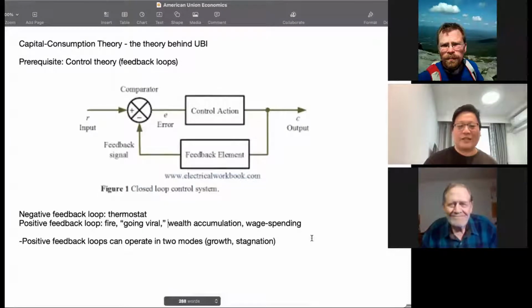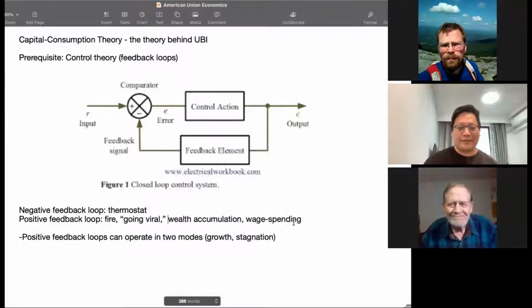And we will be talking about the wage spending feedback loop, which is what I call the consumer worker, which is basically consumers who are mostly also workers or depend on workers for income.